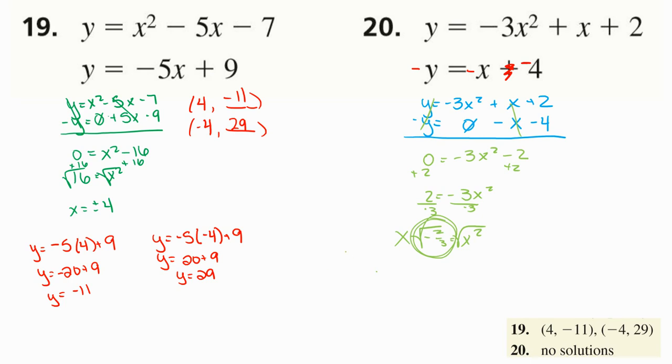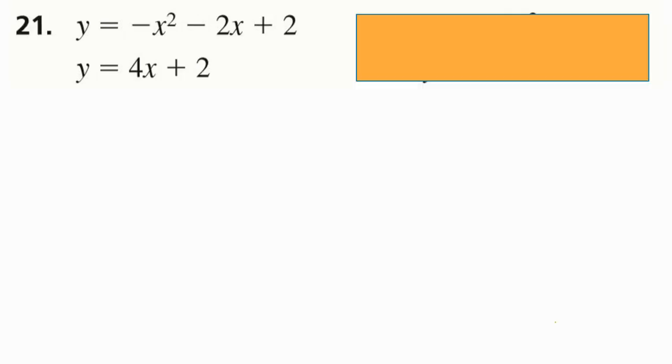We did number 19 correct. Go us. Yay. And number 20 says no solution, so we did number 20 right. Yay. All right, 2 more, and then you're on your own.